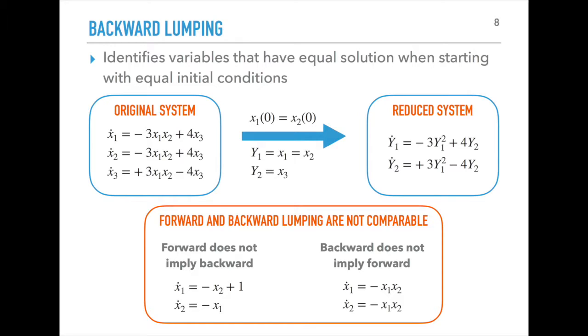It is forward because I can express the sum of the two in terms of x1 plus x2, but it's not backward because this has got a drift, which is not here. So even if they are equal at time 0, of course, they will have different solutions.